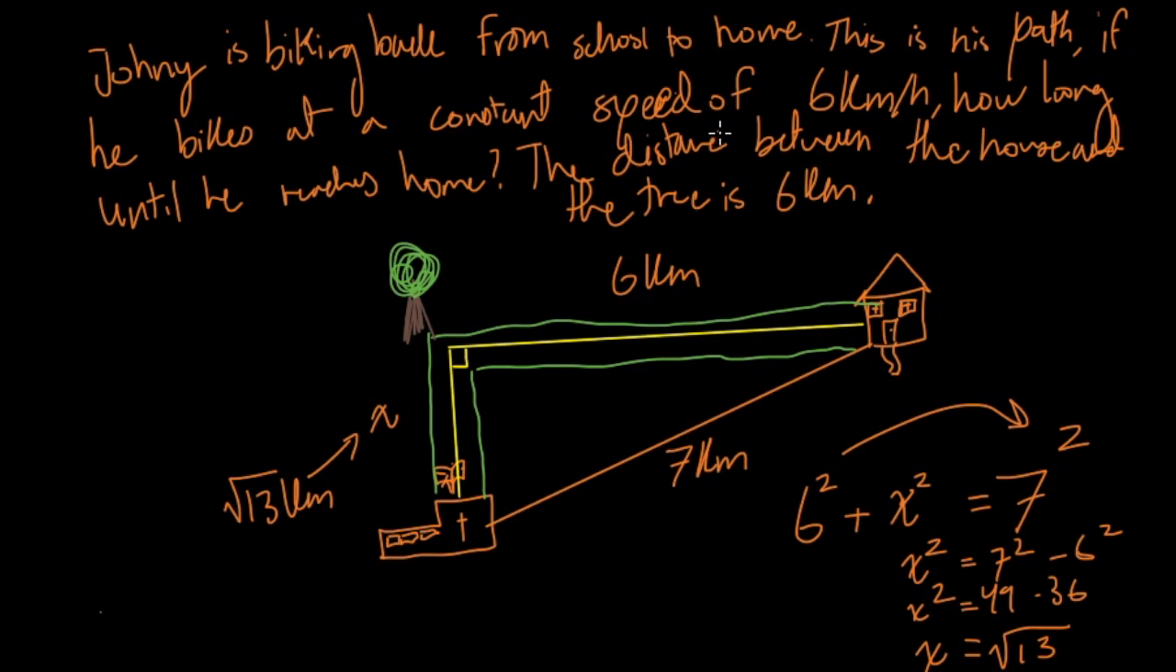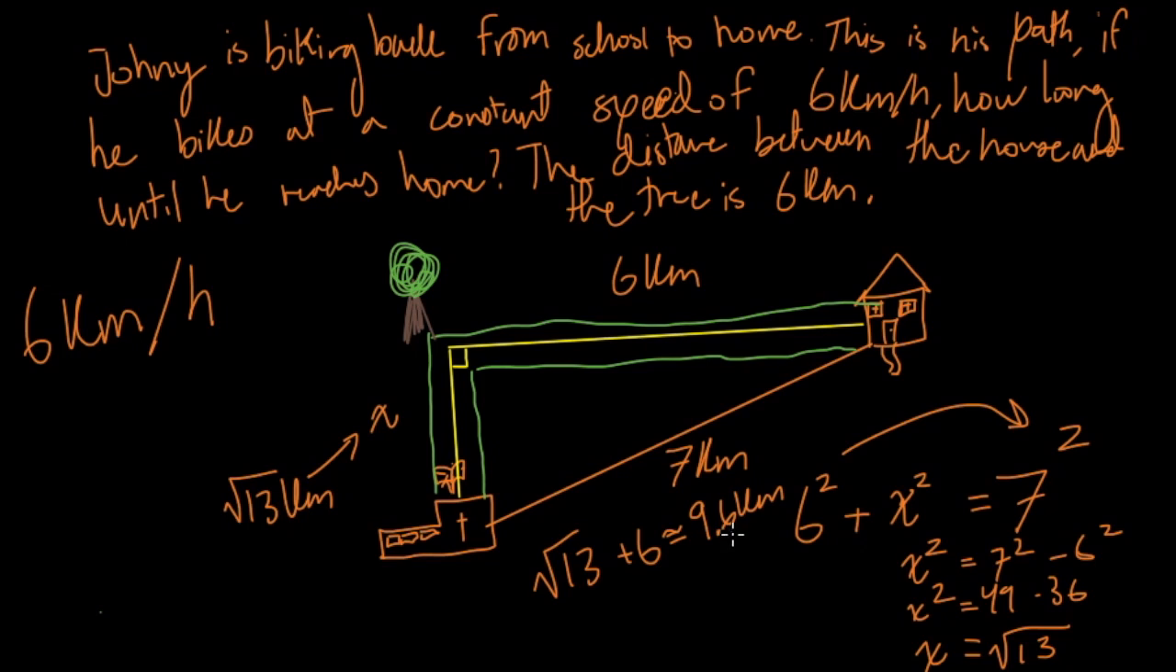The main question that they're asking isn't necessarily what the distance is between the school and the tree. It's actually how long it's going to take when he's traveling at a certain speed. And since he is going at 6 kilometers per hour, how much is he traveling? He's traveling the square root of 13 plus 6 kilometers. So let's do that. The square root of 13 plus 6. I'll just round for this one just to make life easier, and I'll put it as 9.6 kilometers.